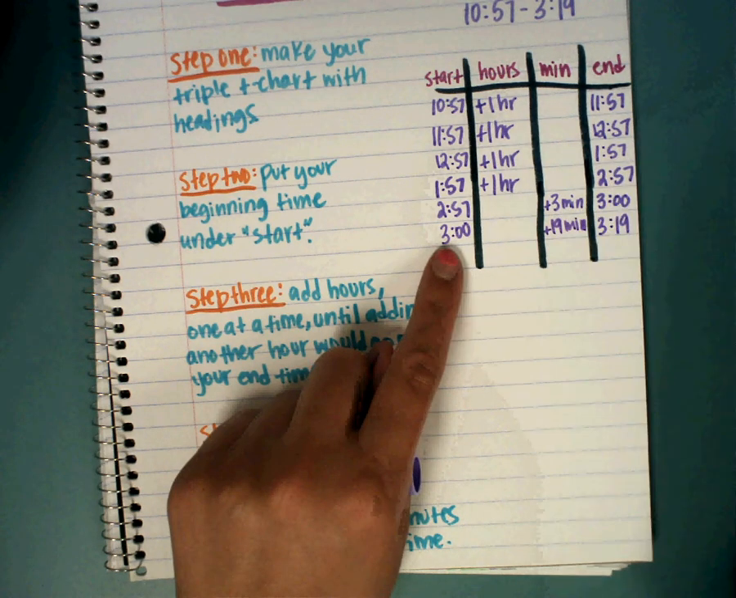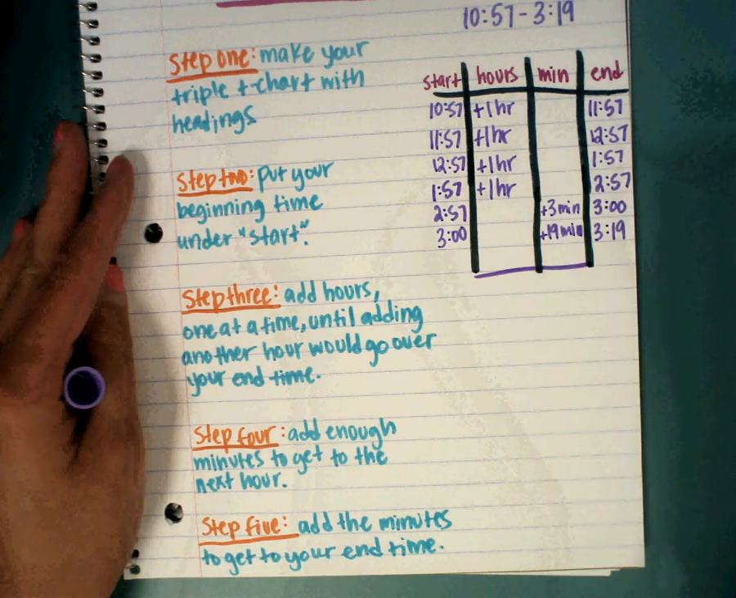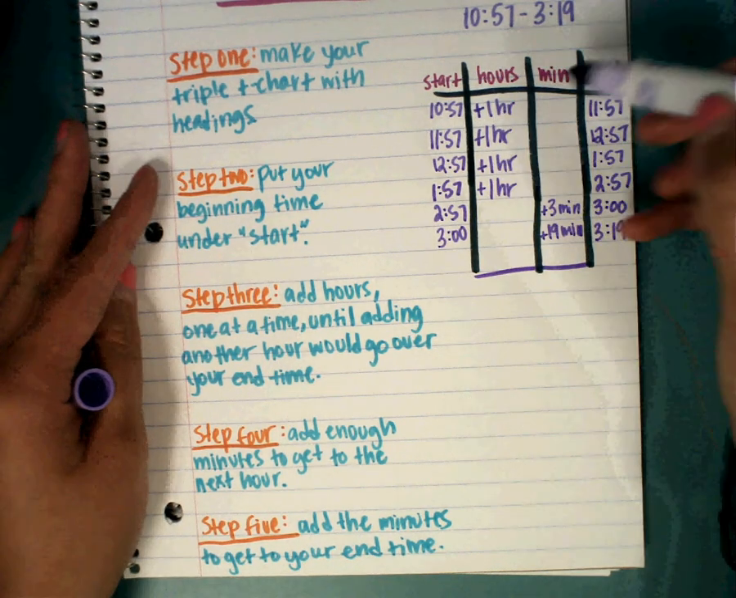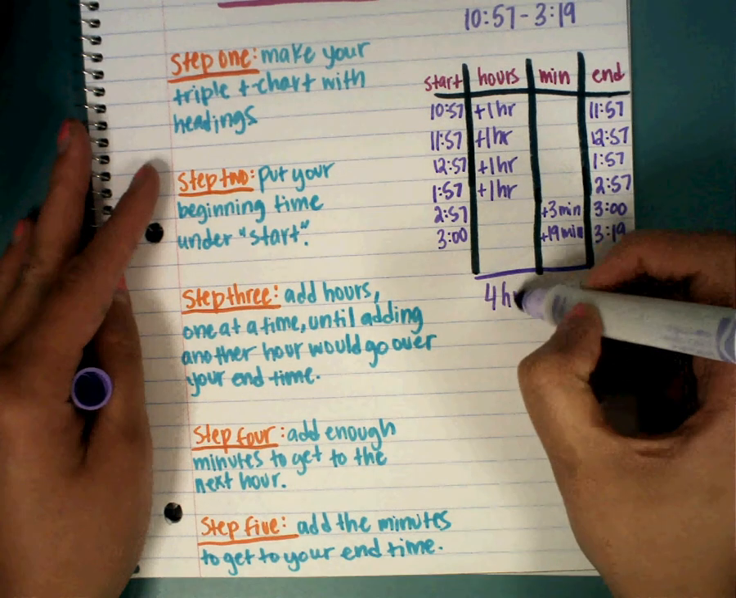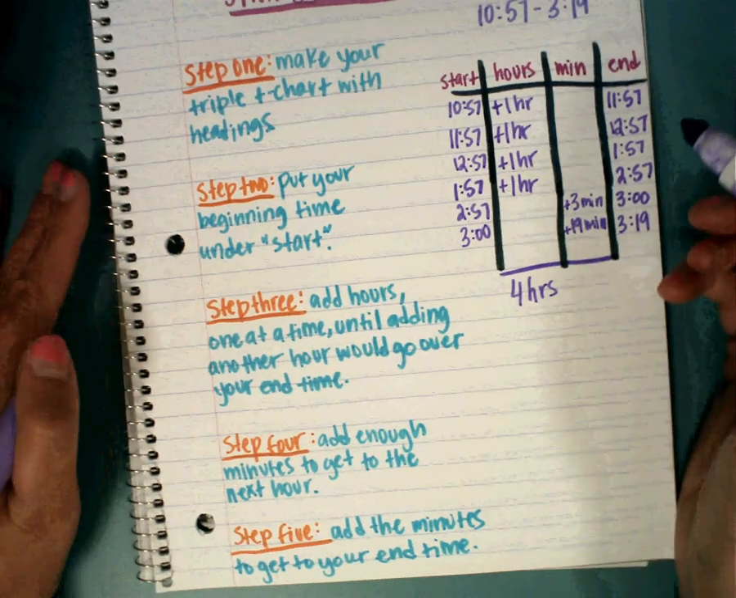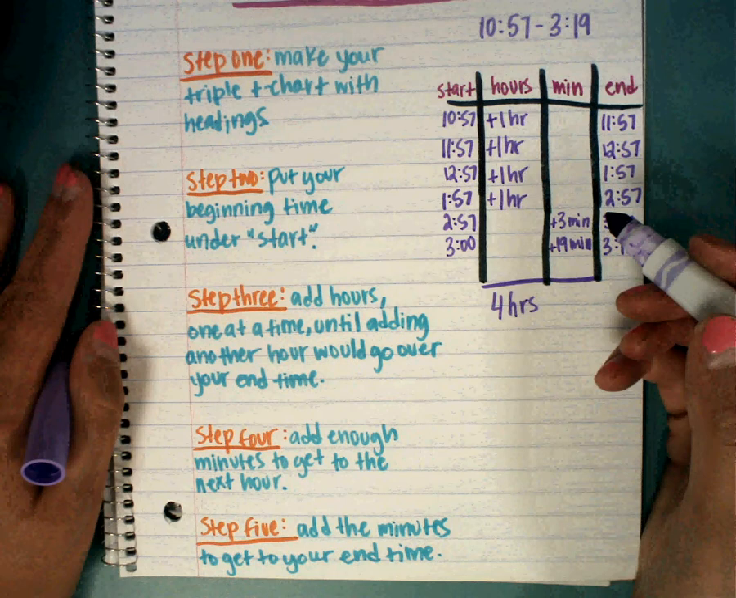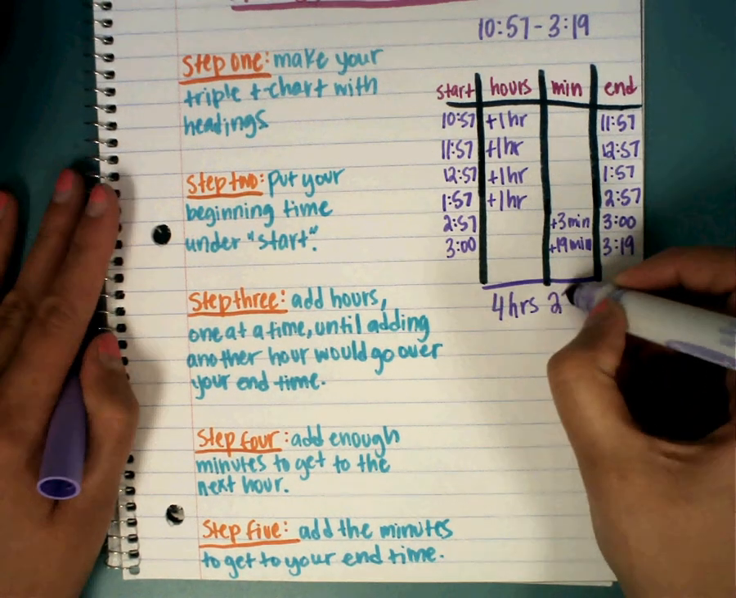Okay? Now, final step is to add up everything. So how many hours did I add? I added 1, 2, 3, 4 hours. So I'm going to put 4 hours. And then how many minutes did I add? What's 19 plus 3? 22. I'm sorry. Yes, 22. 4 hours and 22 minutes.